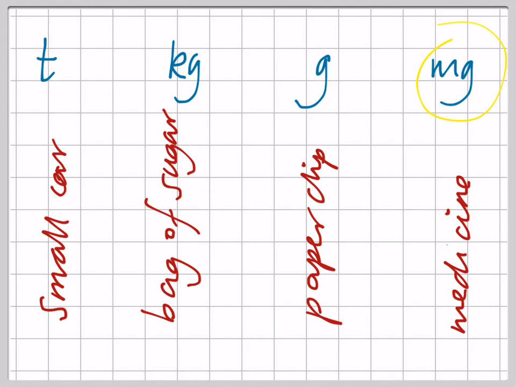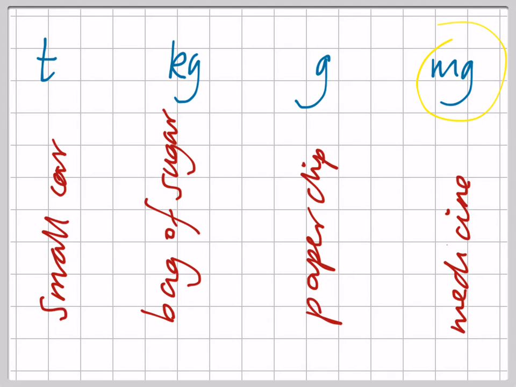Let's start with tonnes. A tonne is the size of a small car. So it's a measurement that doesn't come up very often, but you are expected to know just in case it does come up. A kilogram is the weight of a bag of sugar, so grab a bag of sugar at the cupboard, get a feel for it, and notice how heavy that is. A gram is approximately the weight of a normal sized paperclip, and then milligrams are used for measuring the tiny, tiny amounts of the chemicals that go into your medicine.